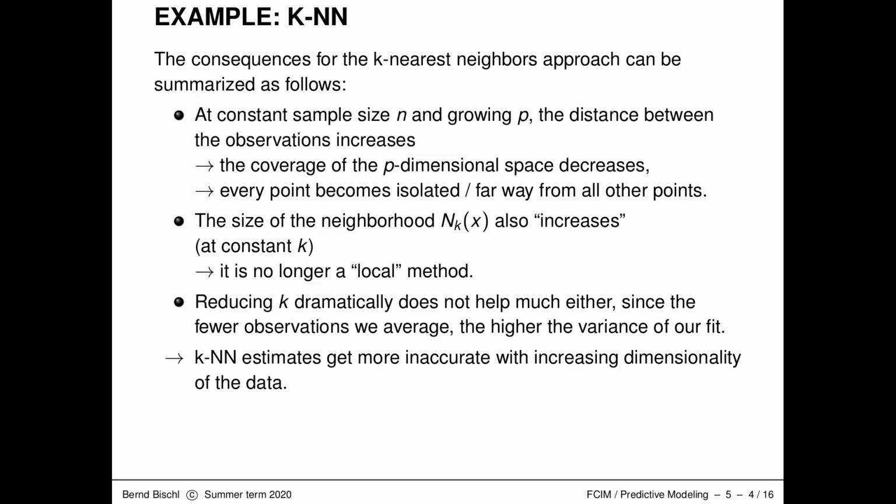And even reducing k dramatically does not help me that much either here, because the fewer observations we average, the higher the variance of our fit becomes, right? So KNN estimates get more and more inaccurate with increasing dimensionality of my data set.